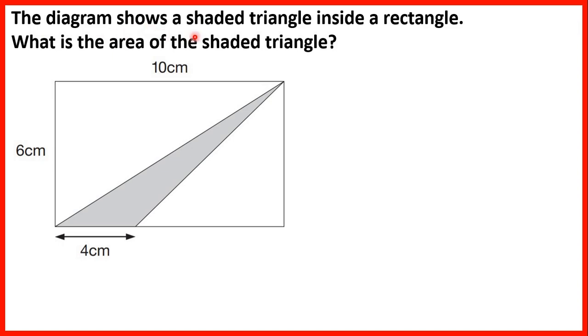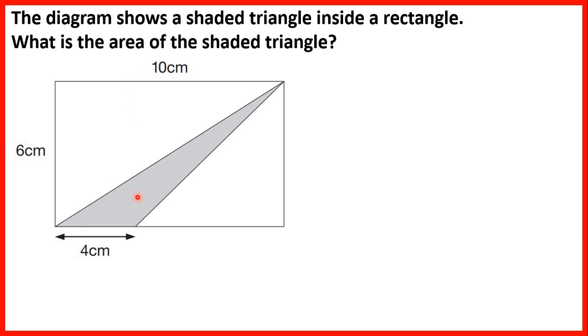The diagram shows a shaded triangle inside a rectangle. What is the area of the shaded triangle? So the area is the amount of space that a shape takes up, and the way to find the area of a triangle is to multiply the base by the height and then divide by 2.